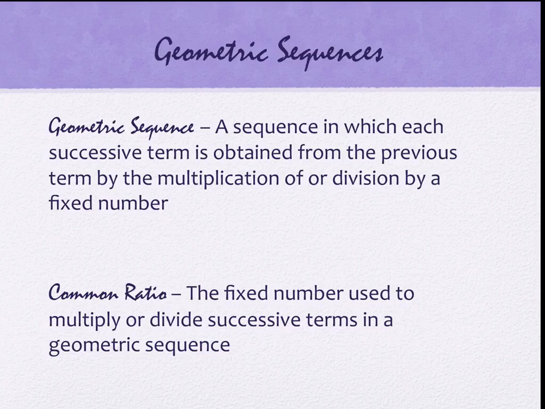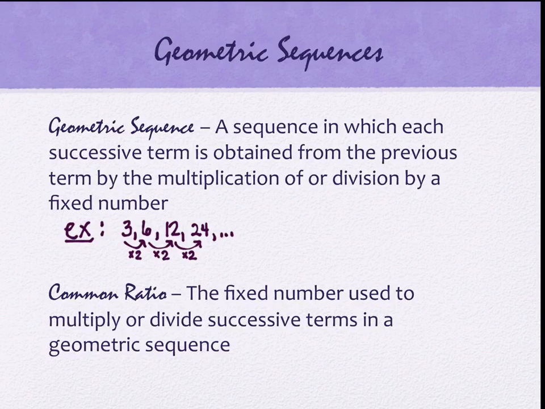So, an example. Let's say you had this one. What would you multiply by to get from one term to the next? It's 2 times 2. All right, so we would call 2 the common ratio. Okay, the ratio is the number you multiply by to get the next term.